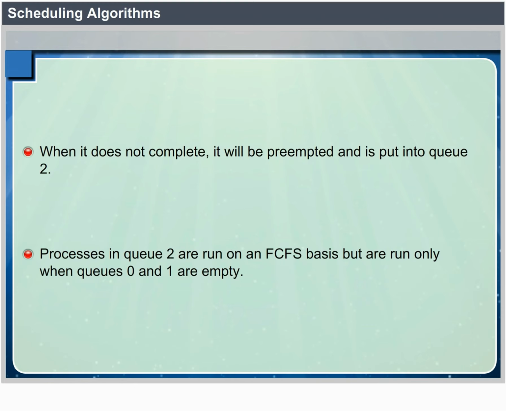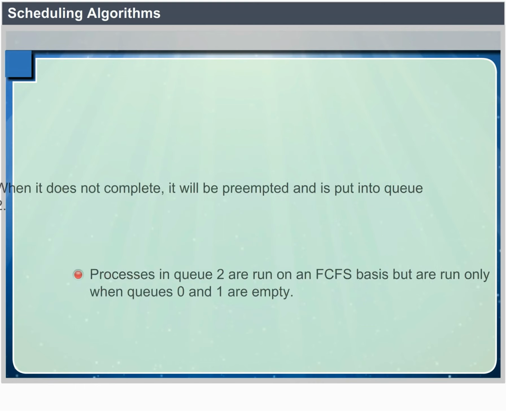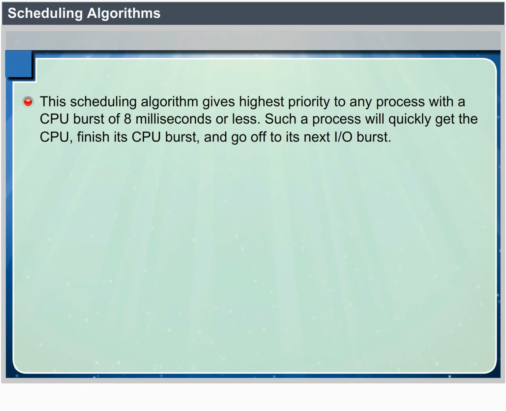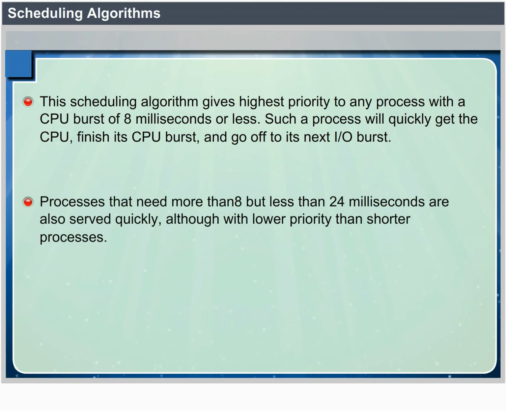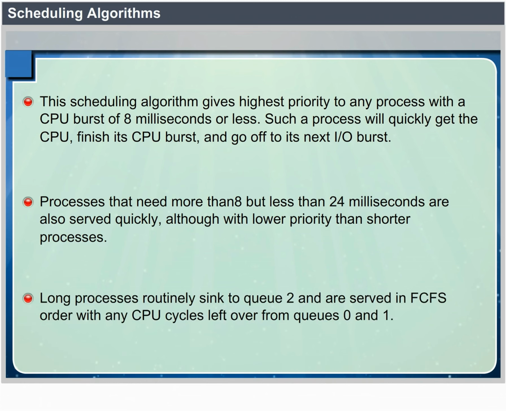This scheduling algorithm gives highest priority to any process with a CPU burst of 8 milliseconds or less. Such a process will quickly get the CPU, finish its CPU burst, and go off to its next input-output burst. Processes that need more than 8 but less than 24 milliseconds are also served quickly, although with lower priority than shorter processes. Long processes automatically sink to Q2 and are served in FCFS order with any CPU cycles left over from queues 0 and 1.